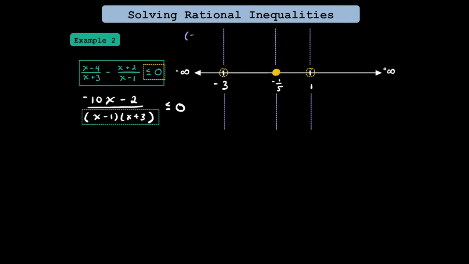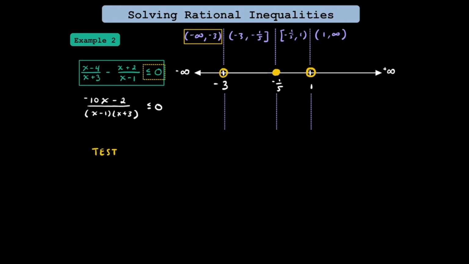Now that we have our important points, we also have our intervals here. We have negative infinity to negative 3, negative 3 to negative 1/5 with a bracket, negative 1/5 to 1, and 1 to positive infinity. For this first interval here, let's test the value negative 4. Since we don't care about what the actual values are, let's just worry about the signs.